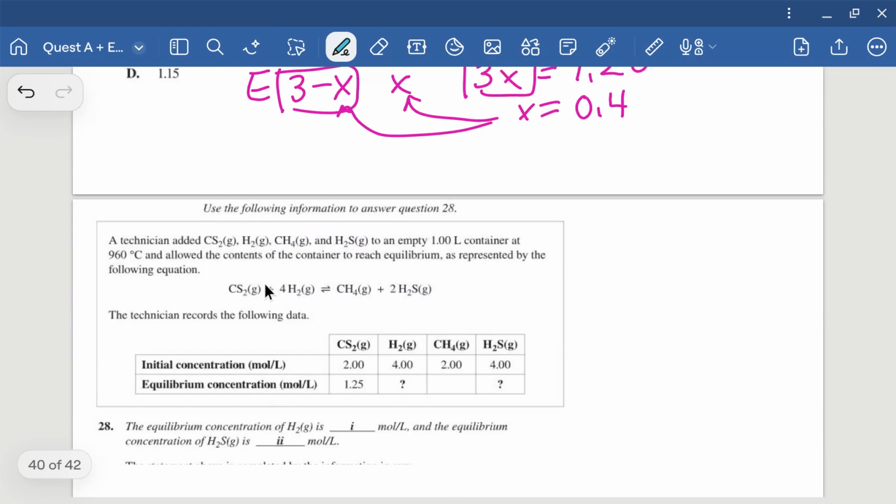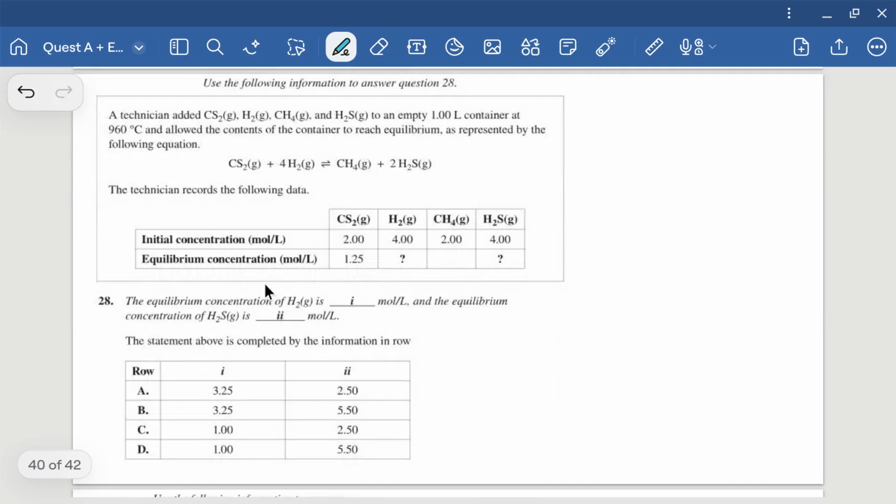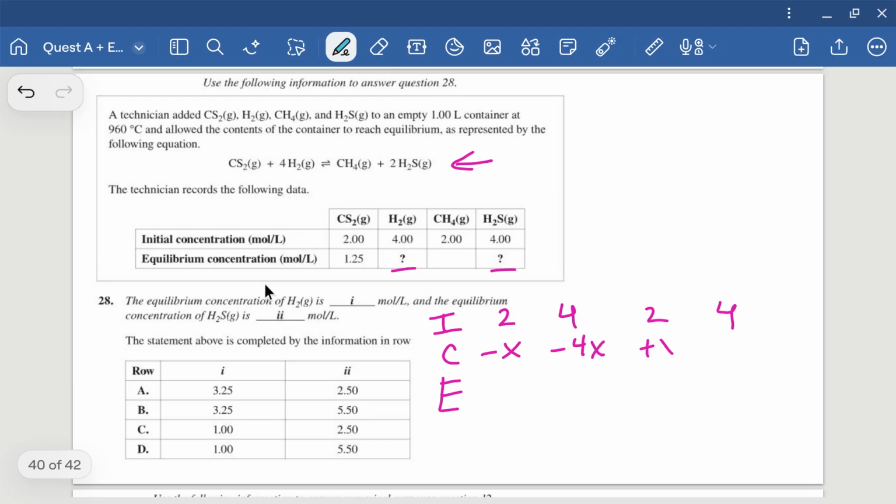Okay, so just a couple more to go through here. Question 28. Again, we have another ice question. So we're setting up the same way, going through this one, and then we want to figure out the equilibrium concentration of these two. So if I ignore that chart just to begin with and fill in what we do know, and it's those starting values of initially what we have, and then I use the equation to say for my mole ratio, so minus x, minus 4x, plus x, plus 2x. Fill in those columns, so 2 minus x, 4 minus 4x, 2 plus x, 4 plus 2x.